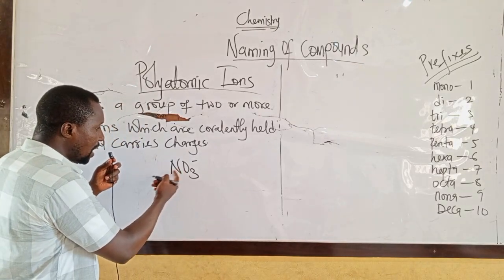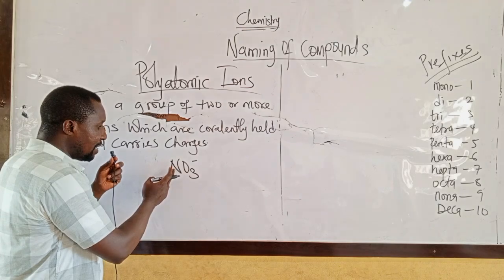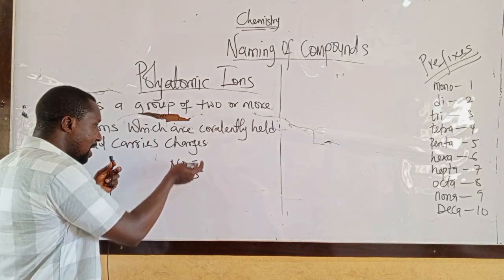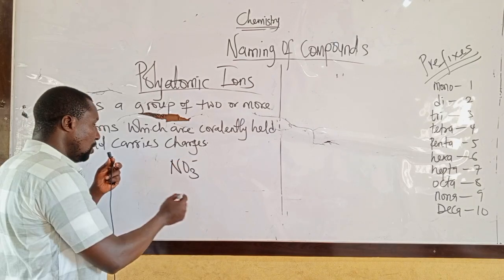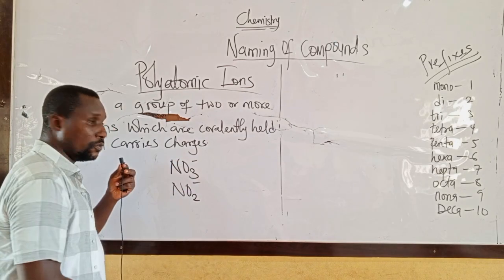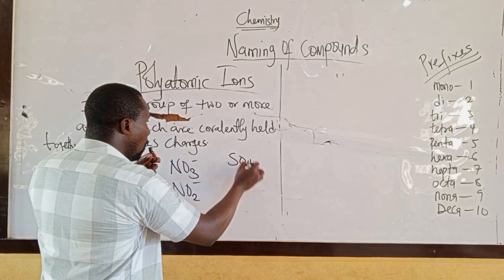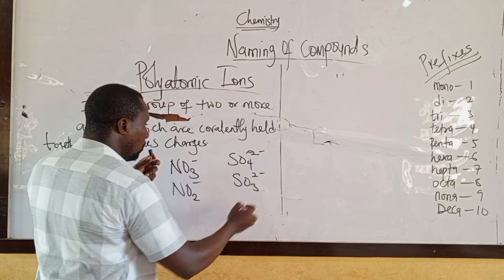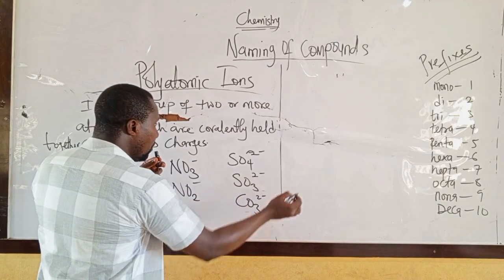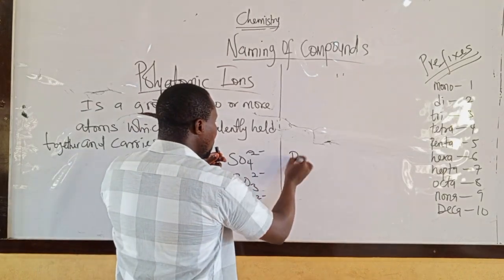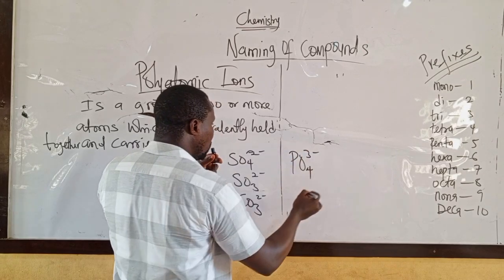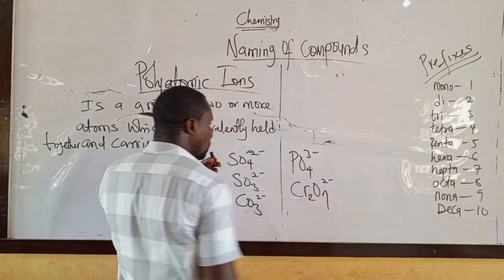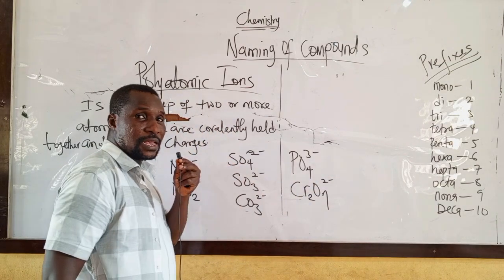Can you see? This one contains how many atoms? 2 atoms, which are nitrogen and oxygen. They are covalently bonded together, and they carry charge. NO2 ions. When you have SO4 ion, when you have SO3 ion, when you have CO3 ion, when you have PO4 ion, when you have Cr2O7 ion, these are polyatomic ions.